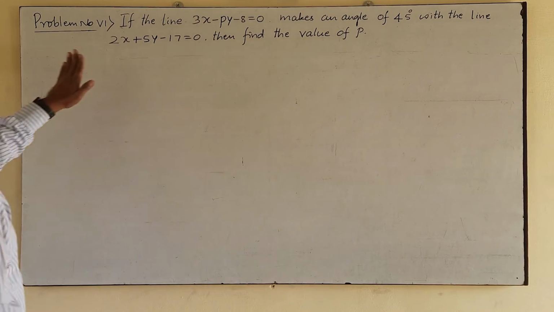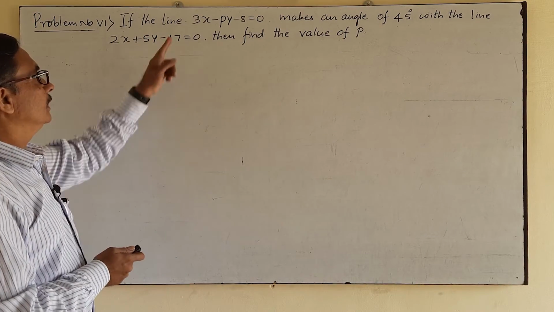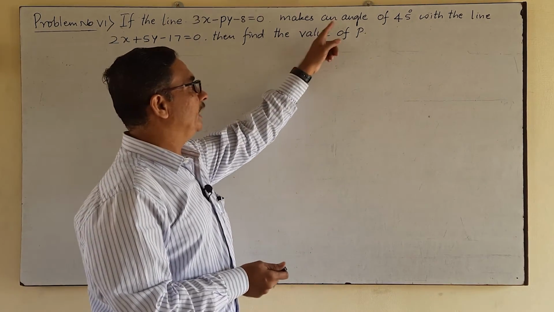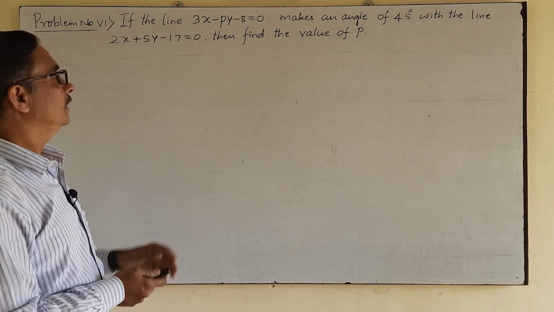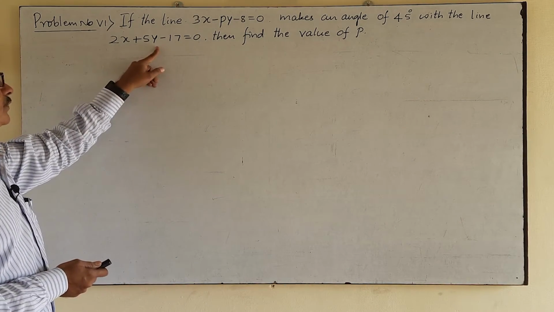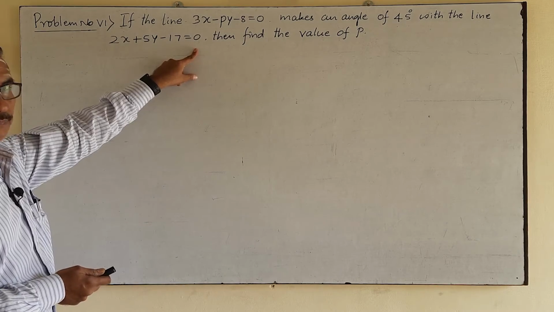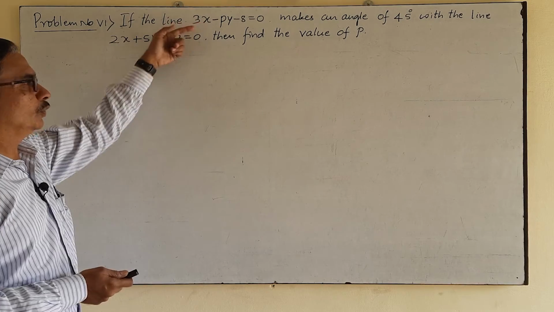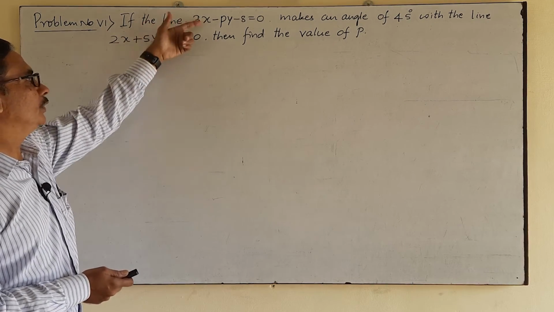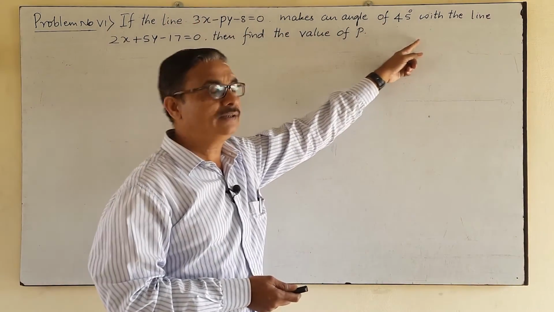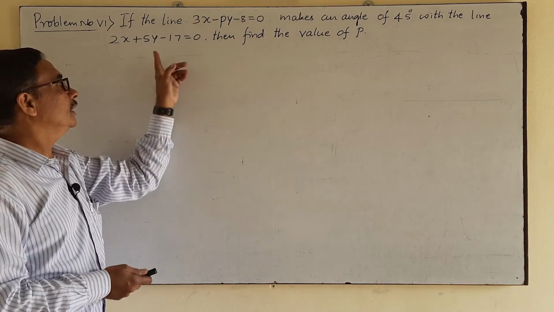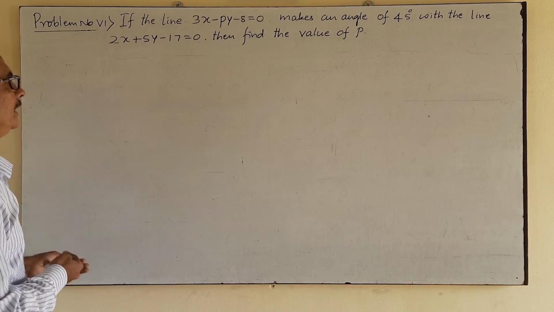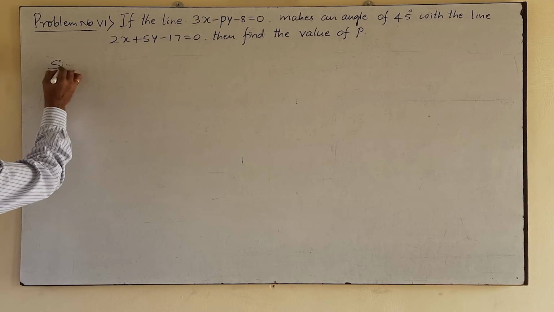Clear? One more problem. If the line 3x minus py minus 8 is equal to 0 makes an angle of 45 degrees with the line 2x plus 5y minus 17 is equal to 0, then find the value of p. Now here two lines are given. The angle between these two lines is 45 degrees. Then find the value of p. When the angle between these two lines is 45 degrees, what is the value of p? Very simple question.